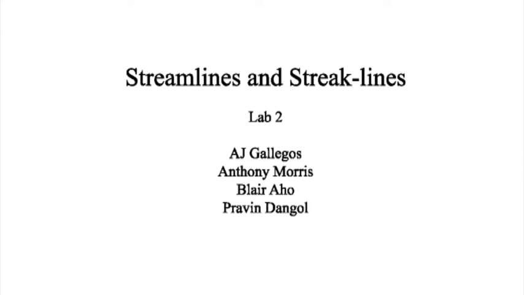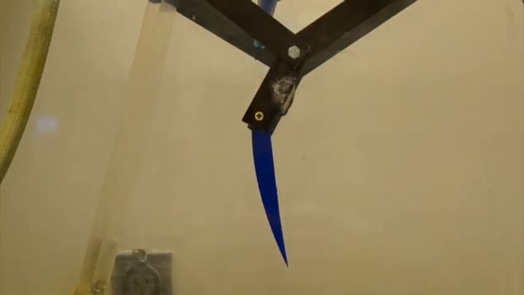Hello, today we are going to observe streamlines and streak lines inside a water tank. This will be accomplished by placing a 3D printed airfoil inside a tank and adding colored dye water to observe the effects of the flow passing around the foil.